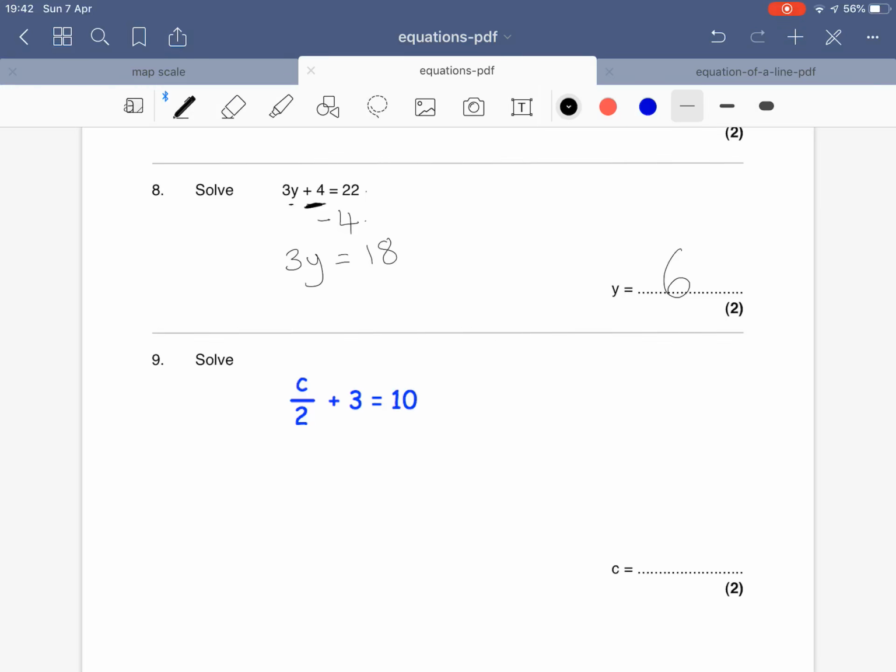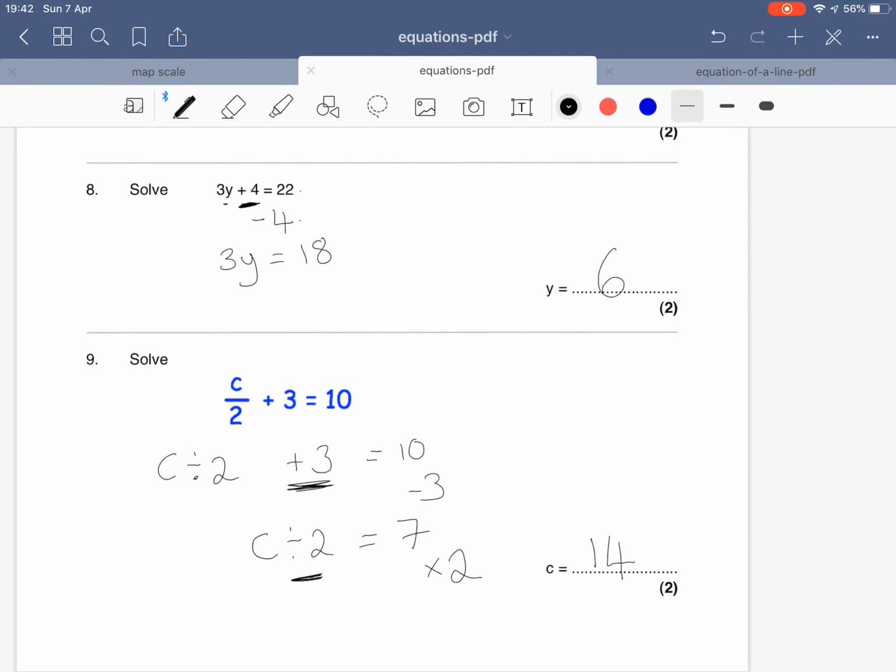Okay, just like before, this means c divided by 2. Then I add my 3 and I get 10. So I want to get rid of the 3 first. So I want to take away 3. So I've got c divided by 2 is 7. So something divided by 2 is 7. The opposite of divided is to times by 2. So 7 times 2 is 14. So solving equations is all about doing the opposite.